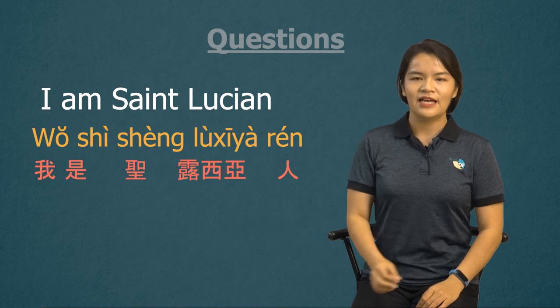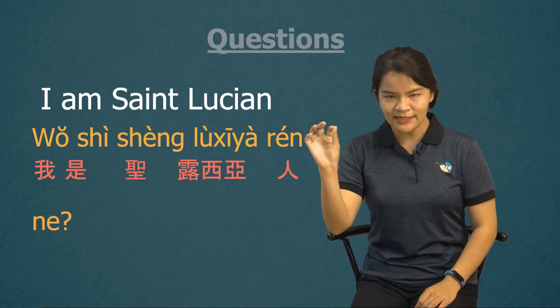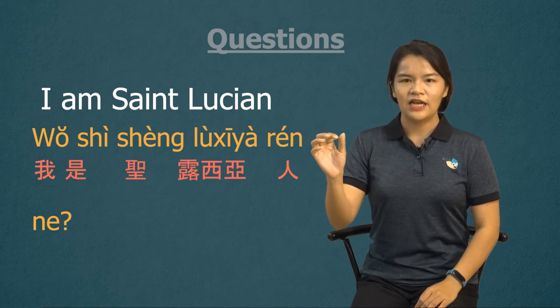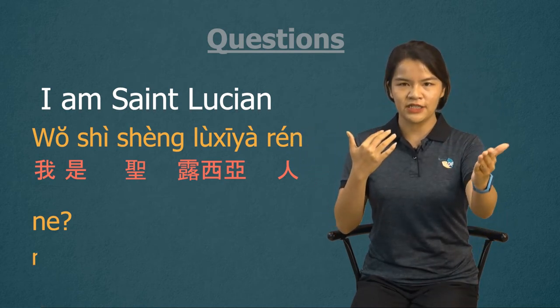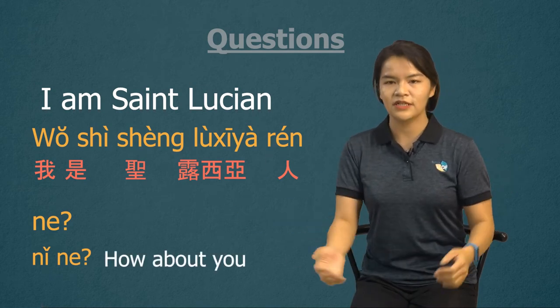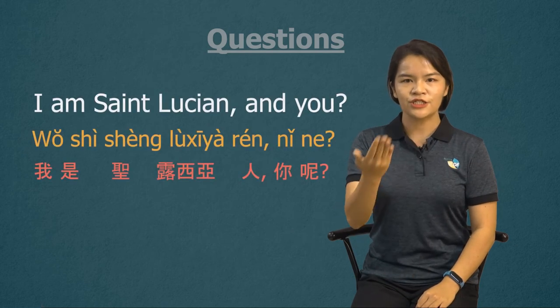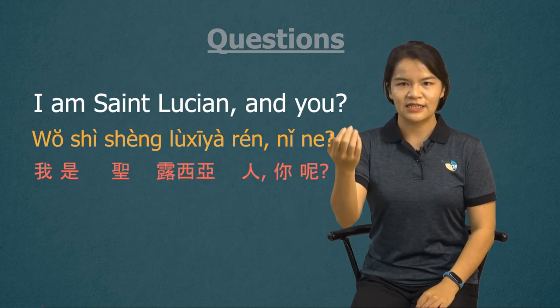我是圣露西亚人。 And let's learn the other question particle called 呢. 呢? It's like asking bonus questions. 你呢? Means and you? How about you? Or what about you? 你呢? So the sentence: 我是圣露西亚人。你呢?